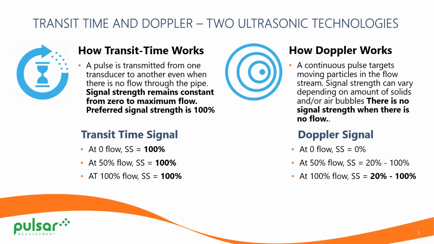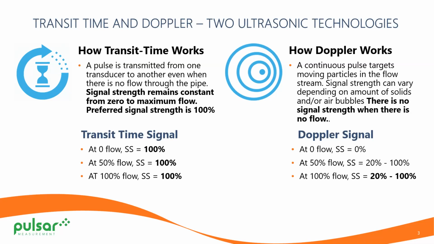I can have nothing flowing in a pipe that's filled with liquid, and my two transducers are still going to be communicating with each other. So my signal strength should be 100%. With a Doppler meter, when I clamp on that single transducer, I'm not going to get any signal strength with no flow because it works on a different principle, and we will explain what that principle is.